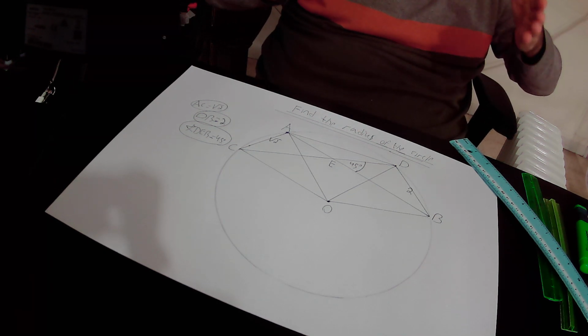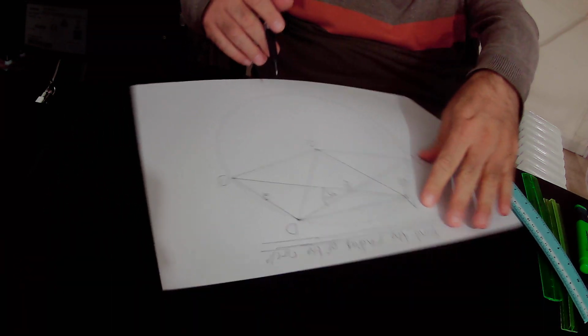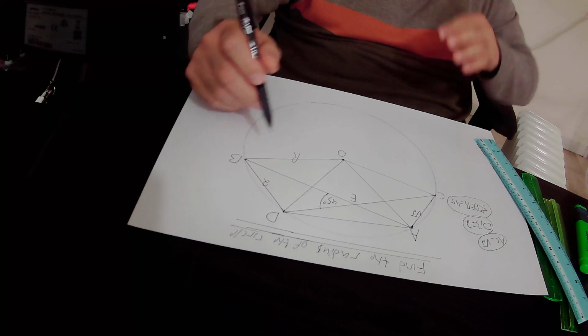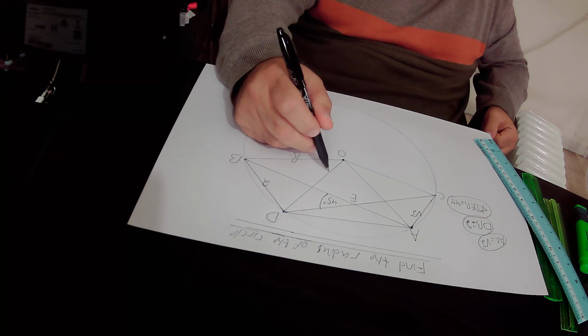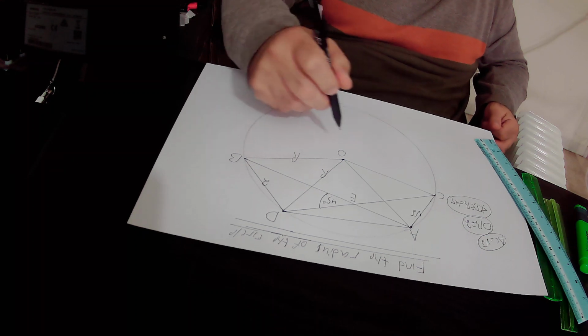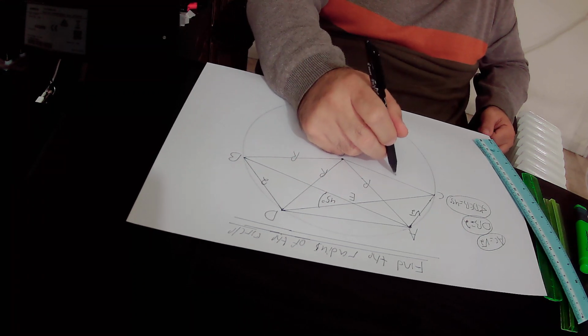We define the radius of this circle as R, and therefore OB equals R, OD equals R, OA equals R, and finally OC also equals R.